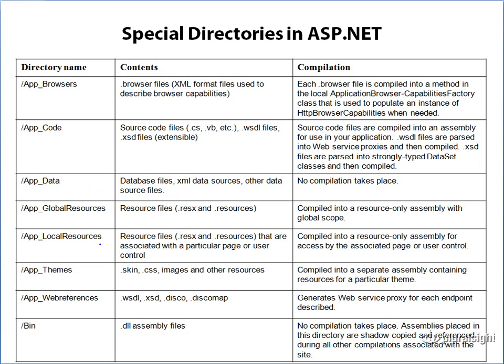These are the resources files, the themes file, the web references, and the last one I want to mention is the bin directory. And this is the location where you're going to deploy binary assemblies that you want to have accessible to all the pages in your site. And we'll take a look at using the bin directory in just a moment here.